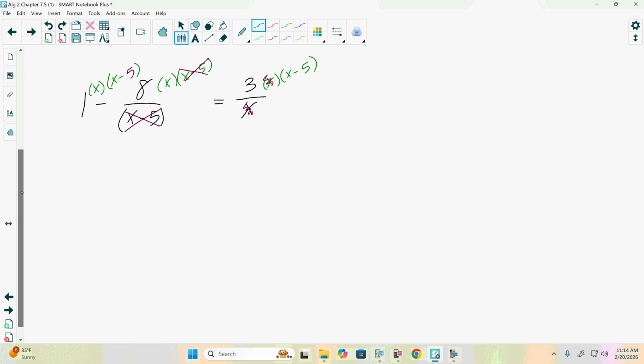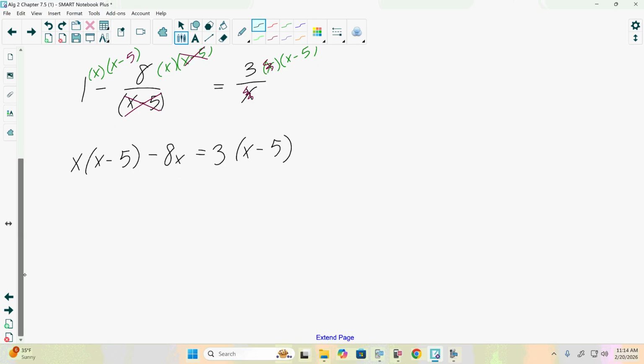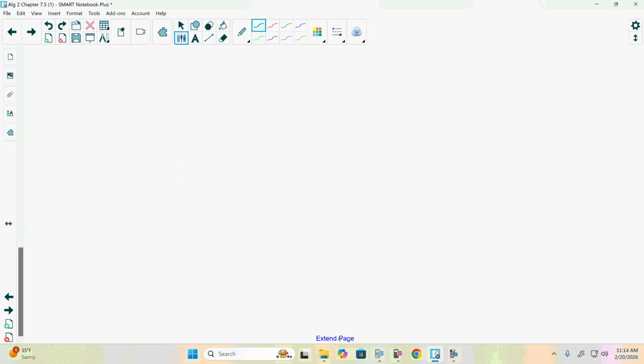With the 1, we have 1 times x, which is just x, times x minus 5. So we'll have x times x minus 5, minus 8 times x is equal to 3 times x minus 5. Awesome.